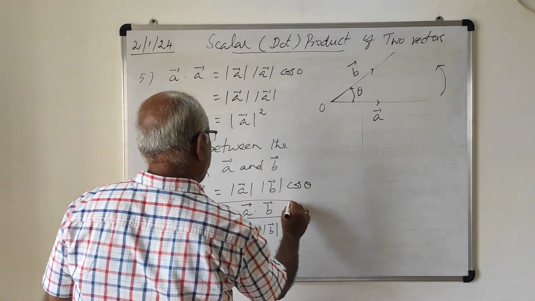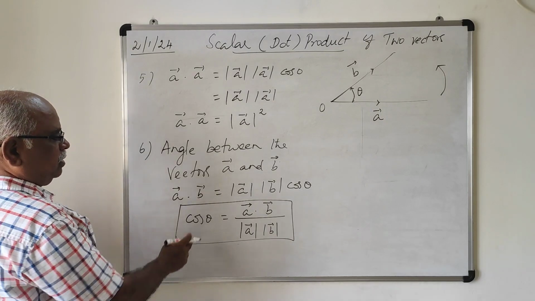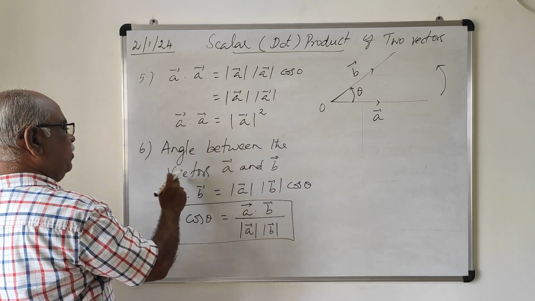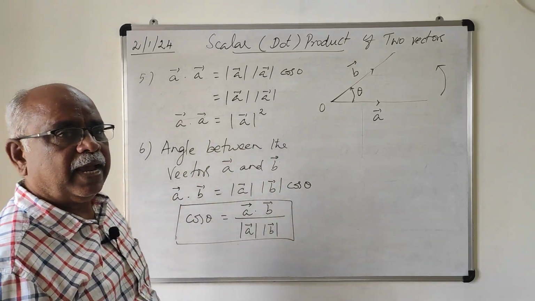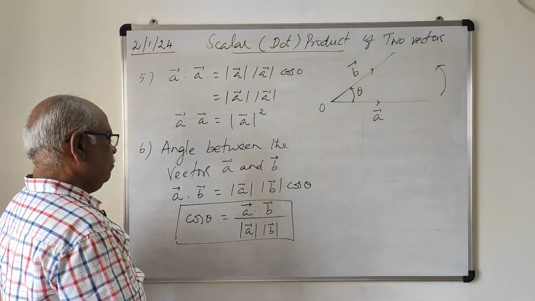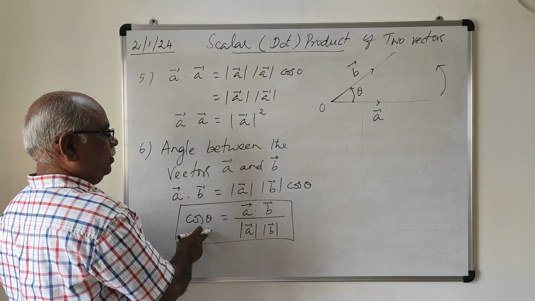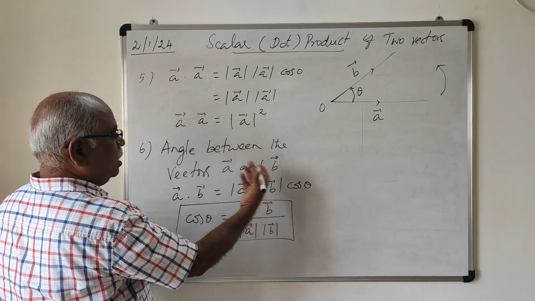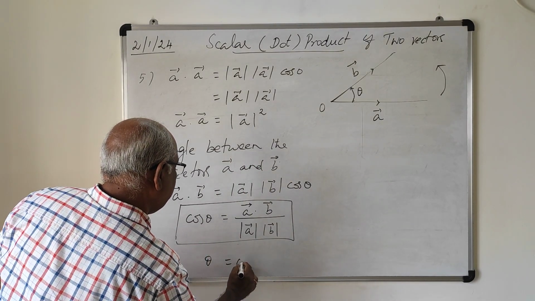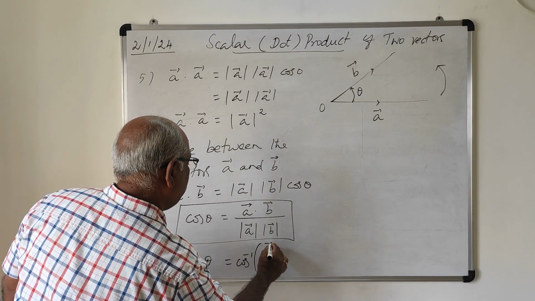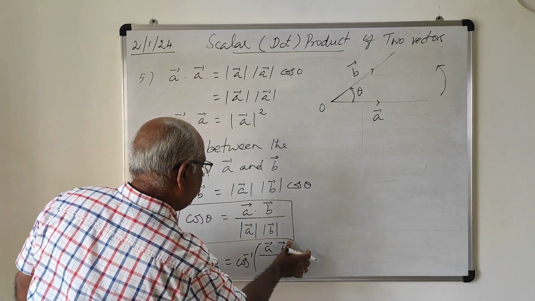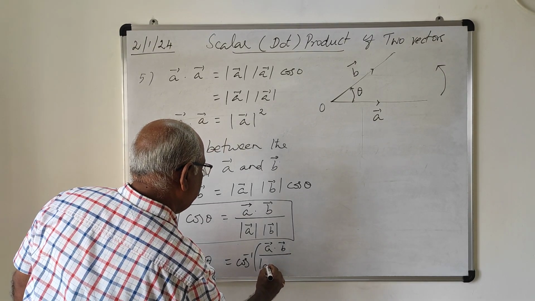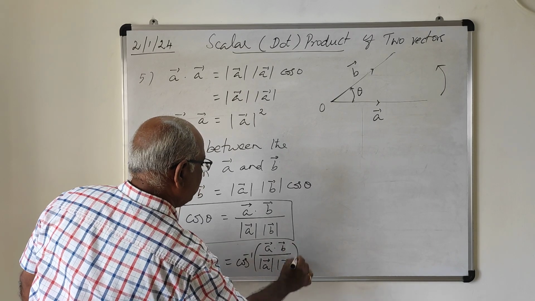From this you can determine theta, whether theta is obtuse or acute. Cos theta equal to A dot B by mod A into mod B is the result for finding the angle between the vectors A and B. To find the angle between the vectors A and B, this is the formula, that is cos theta equal to A dot B by mod A into mod B. From this you will get theta equal to cos inverse of A dot B by mod A into mod B. From this you can determine theta.